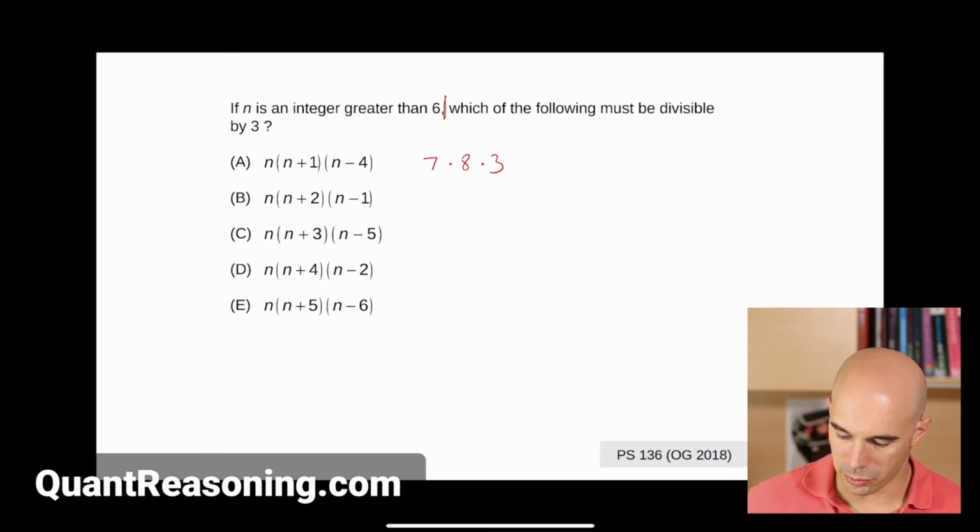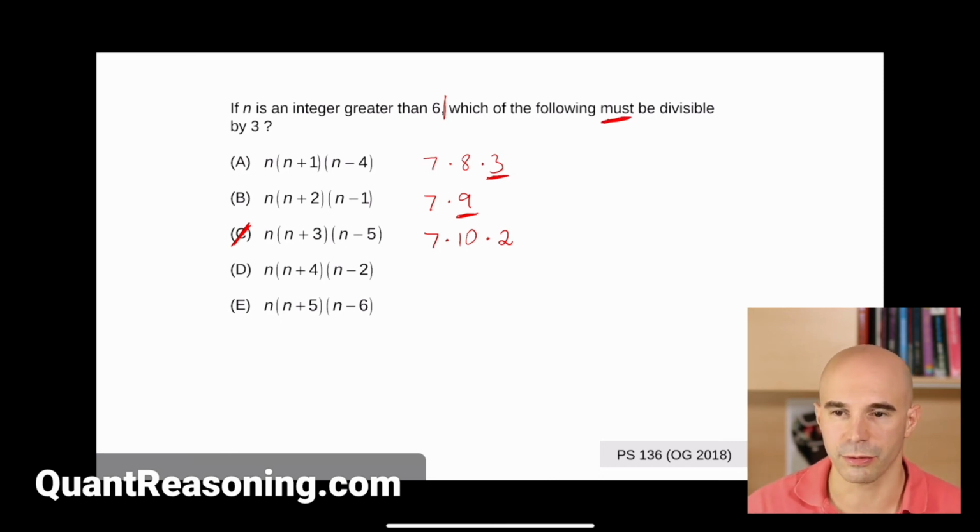And that would be a multiple of 3 because we have a 3 there, so I can't eliminate A. Answer choice B would be 7 times 9. That's a multiple of 3 right there, so I can't eliminate B either. Next one would be 7 times 10 times 2. That's not a multiple of 3, so C is gone because of the word must.